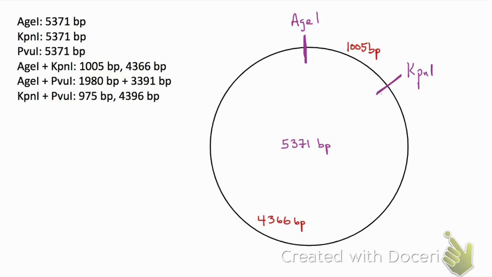And here's where we have to do a little bit of trial and error, test our hypotheses, and maybe a little bit of addition and subtraction. So let's take a look at this first scenario here, where we have PVU1 located over on the left-hand side of the plasmid. Its distance from AGE1 is 1,980 base pairs. And if this were the location of PVU1, what we would expect to see is that the distance between the PVU1 and the KPN1 sites would produce a fragment of 2,985 base pairs.